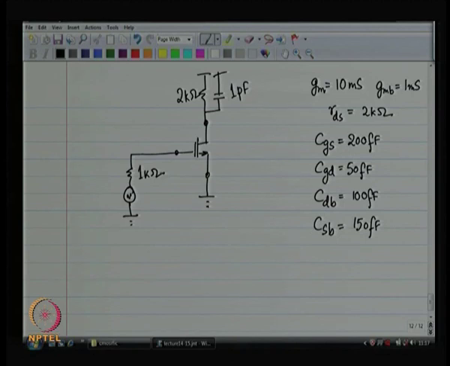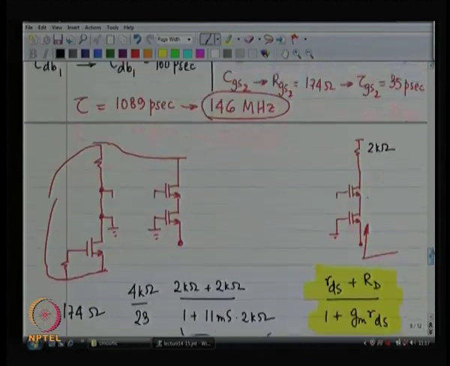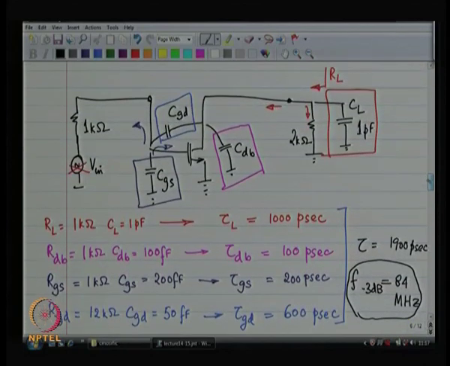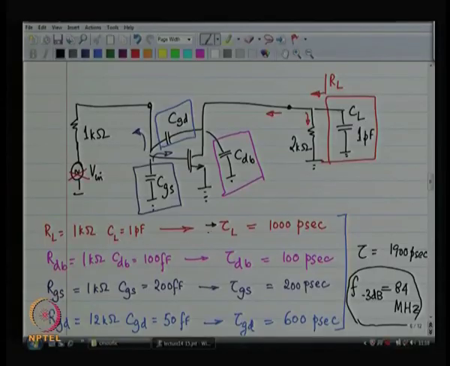and then we saw that we got a horrible bandwidth. We saw that we got a bandwidth of only 84 megahertz, right. This was our first cut design. From the first cut, we said that our bandwidth is 84 megahertz, and the culprit was the load capacitor. Tau L was the culprit, right.